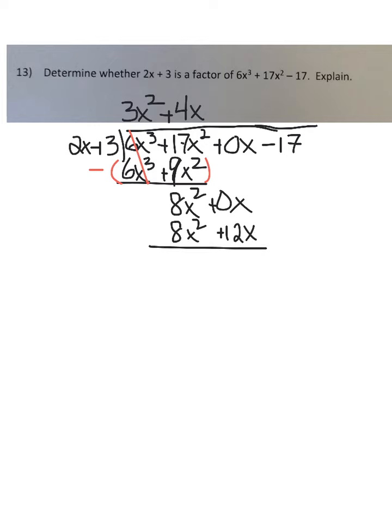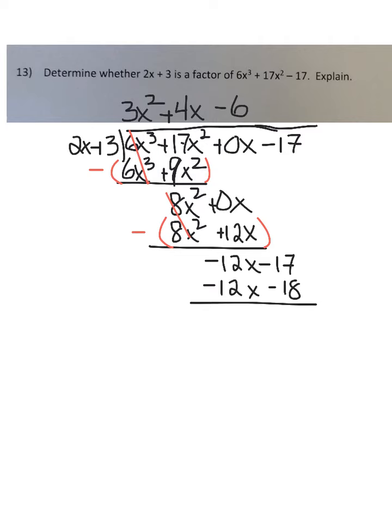So up here I'm going to multiply by 4x, and that is going to give me 8x squared plus 12x. Okay, and then I am going to subtract. So this is why we like to have this 0x here. So when I have this 12, I've got something up above it, so I have something that I can subtract it from, okay? All right, so 8x squared minus 8x squared disappears, and 0 minus 12 is negative 12x, and let's bring down that negative 17.